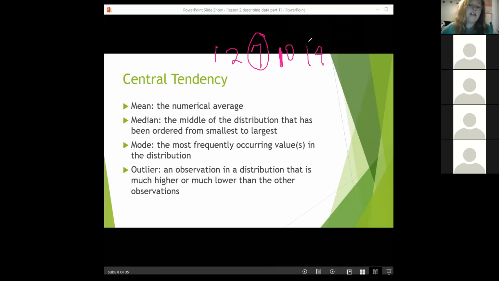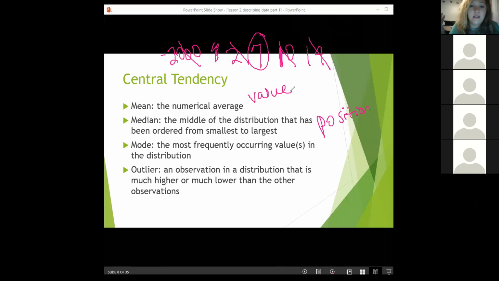But it's resistant, because if I changed 1 to negative 2,000, 7 is still our median. Remember this thing I did in elementary school, where you cross off each side? Median has more to do with position, and mean has more to do with value. Think of it that way, because they're both the middle, per se, but in different ways.